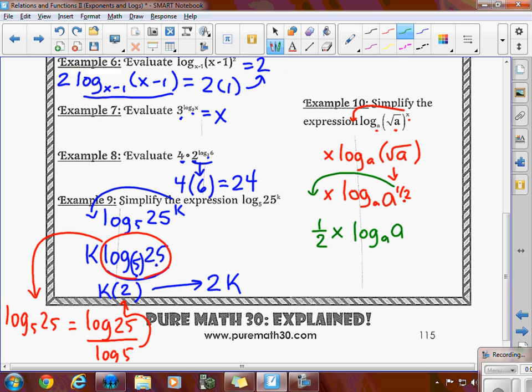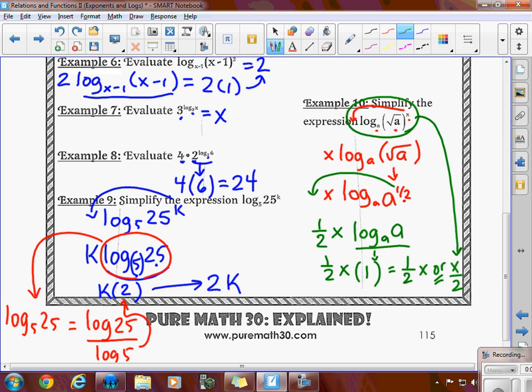This here, from either the other laws up above or from some common sense saying what power of a gets me a, this whole thing equals 1. And if I'm multiplying that by half an x, my whole answer could be 1/2 x. Or we could simplify that a bit if we wanted to and say that's just x over 2. Both of them are acceptable answers, but all I'm saying is that this whole thing simplifies to x over 2.